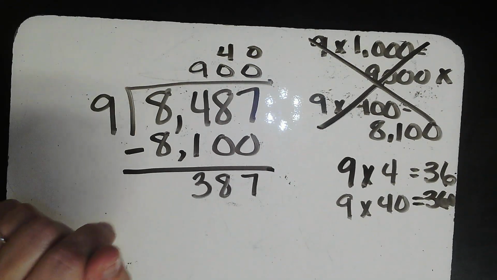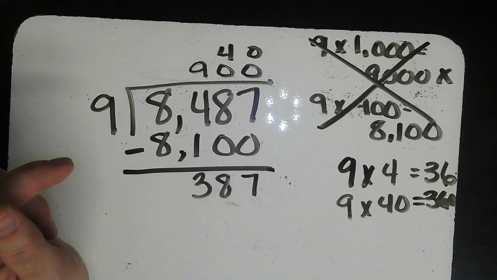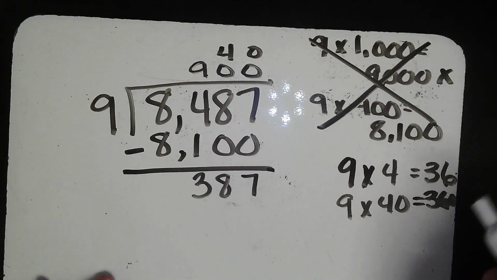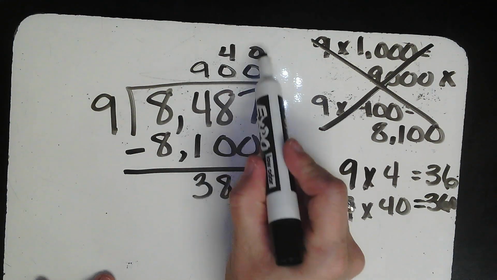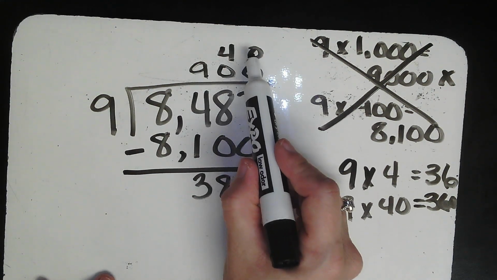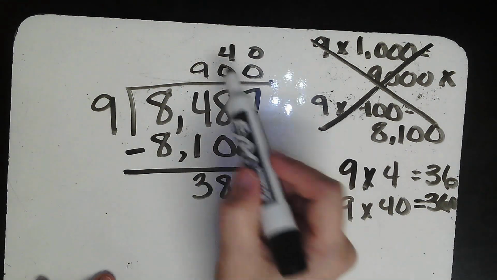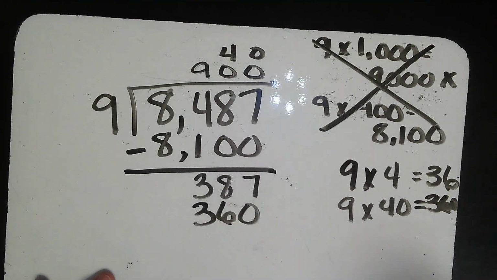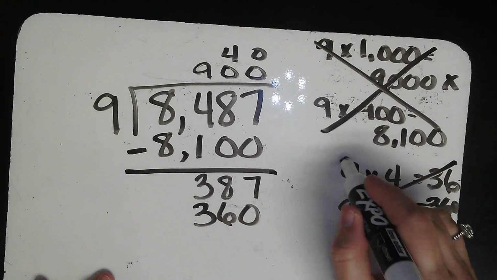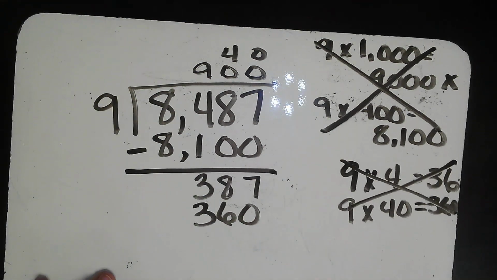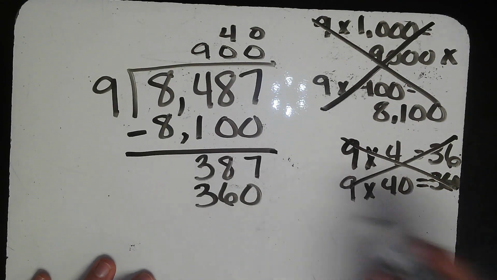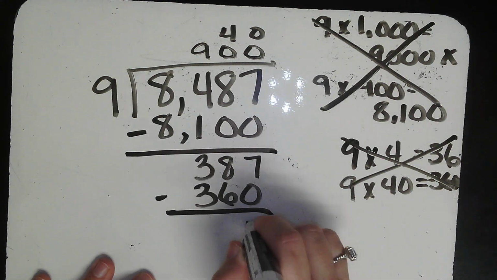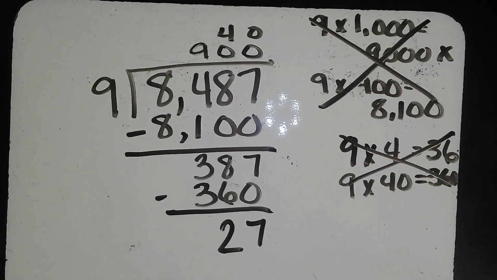Those guesses are also called what? Partial quotients. Very good. Okay? So now, my next step, now that I've got a new partial quotient, is to do what? I'm going to multiply. Very good. And we already did it, so we're good. 40 times 9 is 360. I'm done with these. I'm going to cross them out. What is my next step? Subtract. Very good. When I subtract, I'm going to wind up with 27.